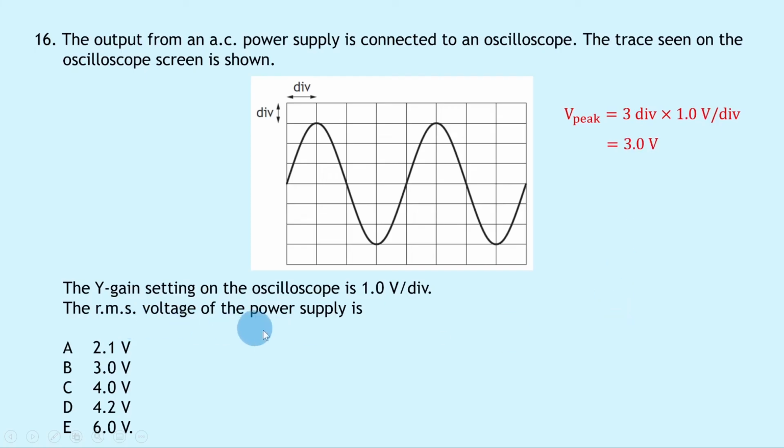And then to find the RMS voltage, we can plug it into the equation relating RMS and peak voltage, which is this one here, VRMS equals V peak over root 2. Substituting in the V peak value, we have 3.0 over root 2, which if you put into your calculator should give you an answer of 2.1 volts, which is option A in this case.